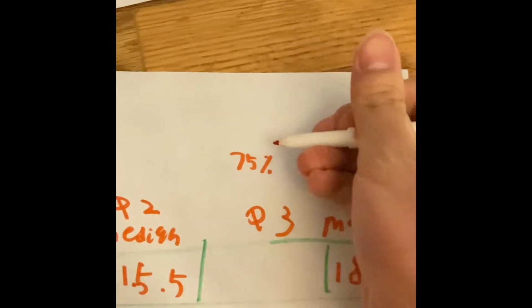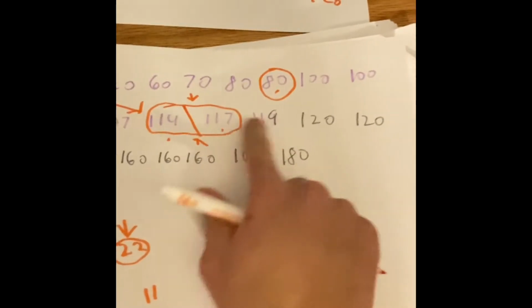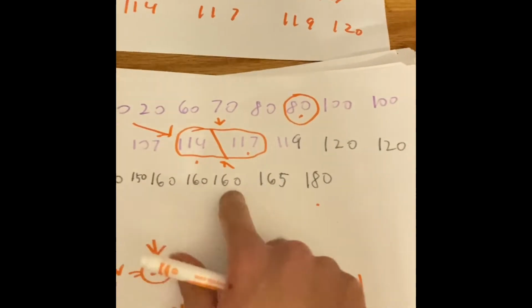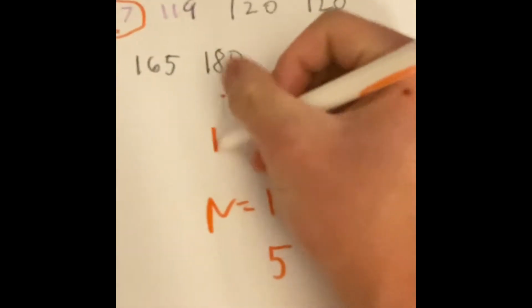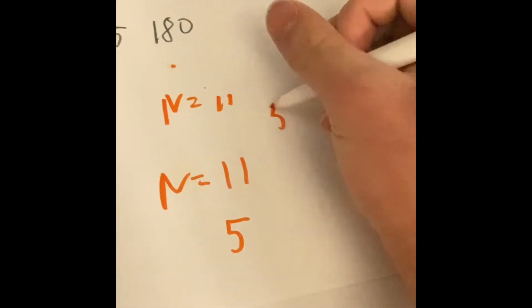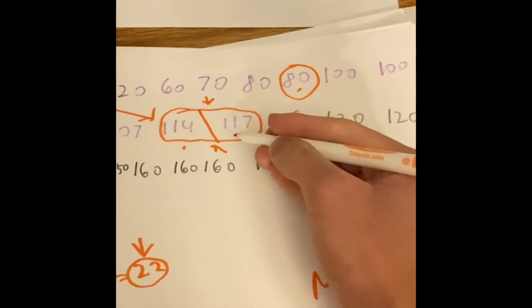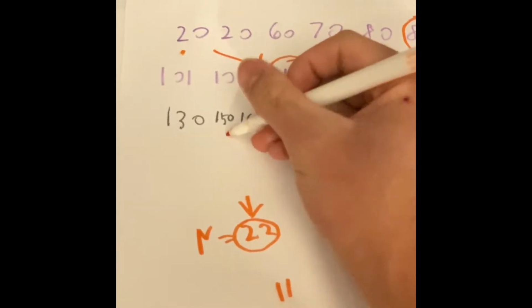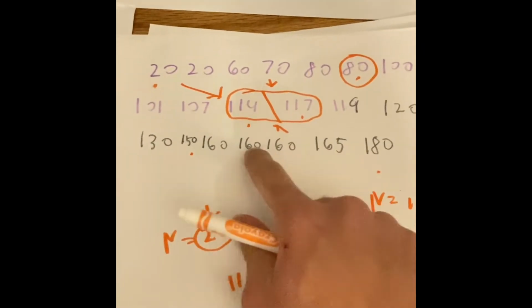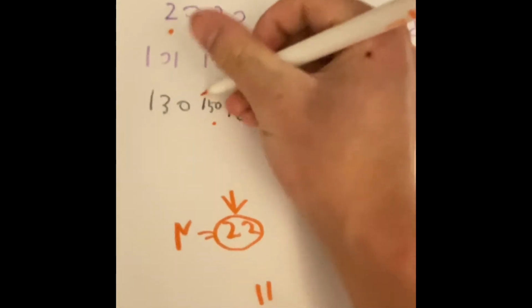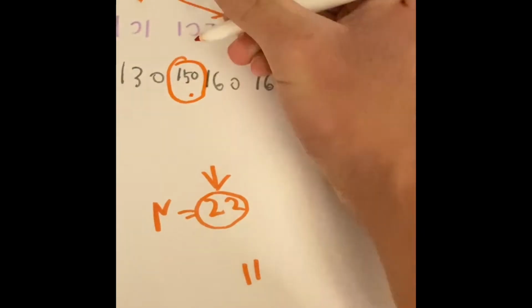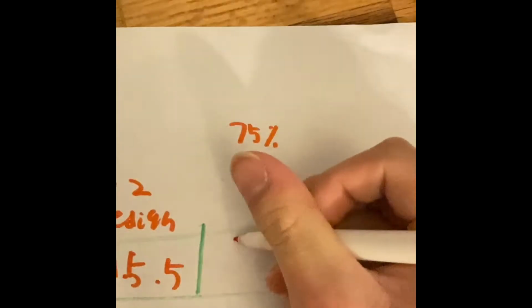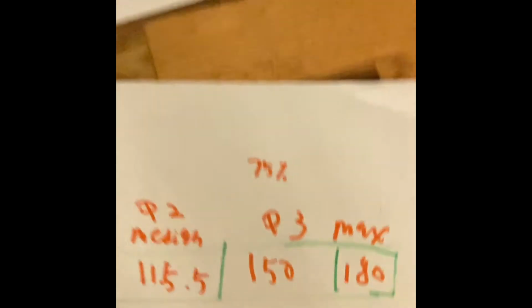That's the 75th mark. So we count from 117, 1, 2, 3, 4, 5, 6, 7, 8, 9, 10, 11. 11 numbers again. Half of that is going to be 5. So we're going to count from 180 and 117, 1, 2, 3, 4, 5, and we also get 1, 2, 3, 4, 5. So 150 is actually going to be our 75th mark, or our third quartile. That is 150. So we have completed this chart.